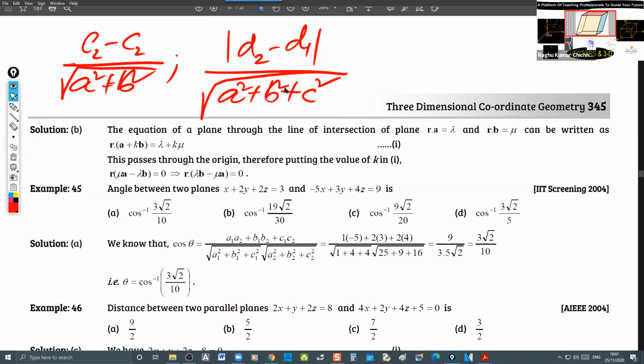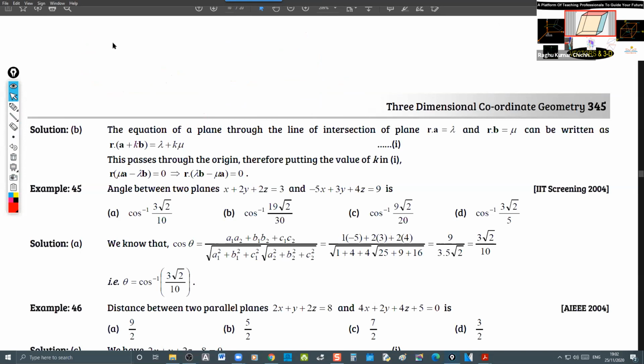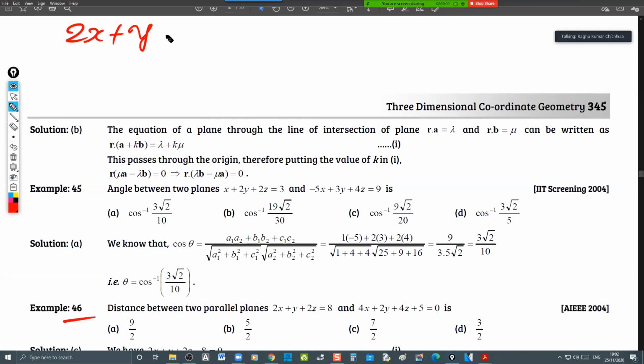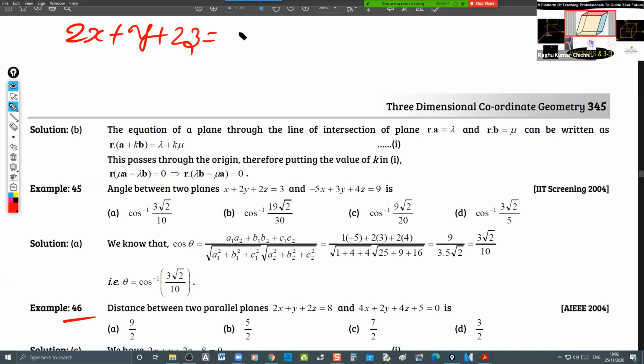So this is the comparison between 2D line concepts and 3D plane. Now, the distance between the planes here, what do you have to observe particularly? Whenever two planes are given in this form, I'm talking about this 46 problem: 2x plus y plus 2z is equal to 28 and 4x plus 2y plus 4z plus 5 is equal to 0.